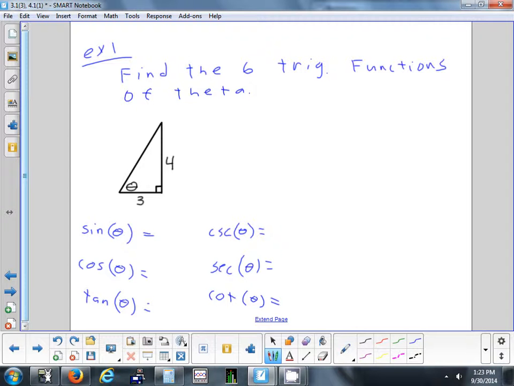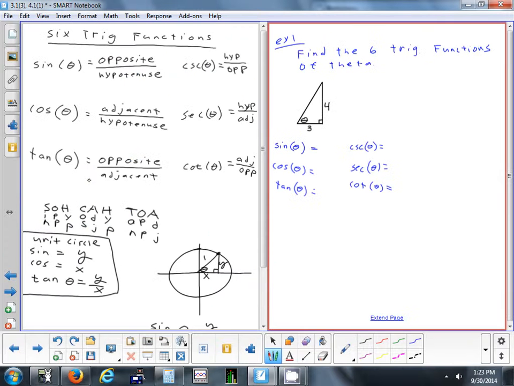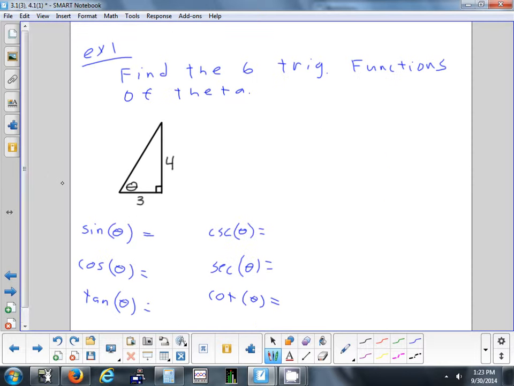Okay, before we can find the trig functions, there is something we should do because we're missing something. What are we missing? Yeah, we're missing the hypotenuse. And if you don't have that, you can't do the sine, the cosecant, the cosine, or the secant. Tangent and cotangent we could do. So just do the Pythagorean theorem.